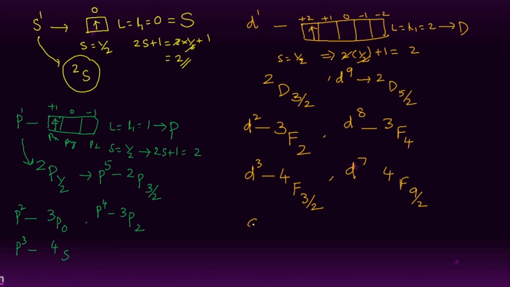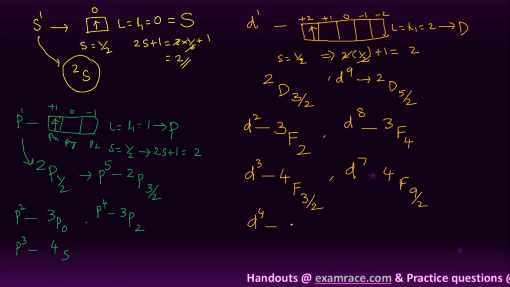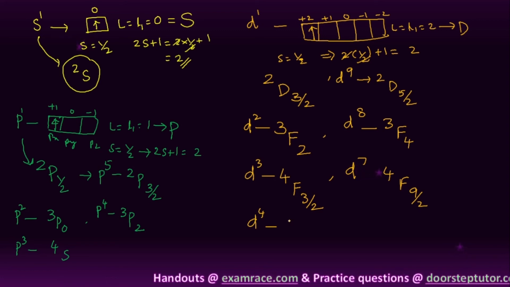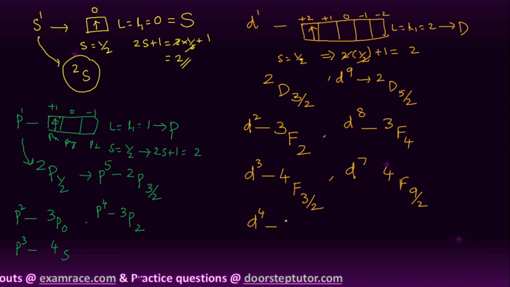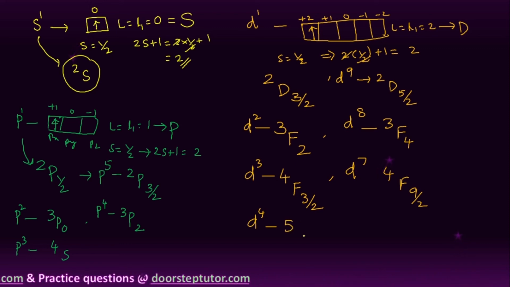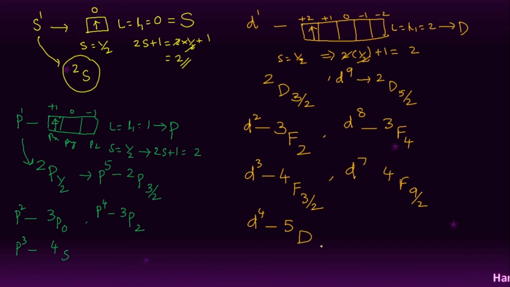Next, the d4 configuration. For the d4 configuration, the term symbol is found as follows: d4 means 4 halves, so 2 into 2 into 2 plus 1. The spin multiplicity is 5, the term symbol is capital D, and the J value is equal to 2 minus 2, that is 5D0.